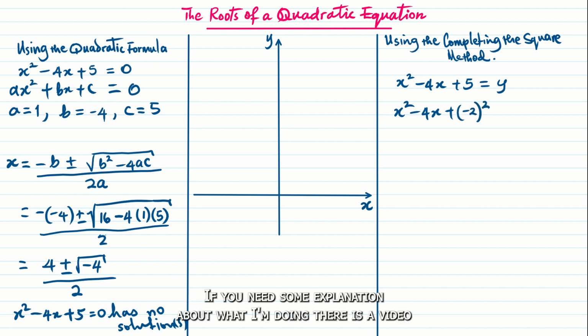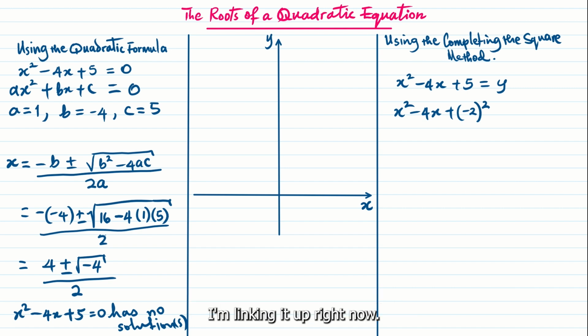If you need some explanation about what I'm doing, there is a video that has more explanation and more examples on it. I'm linking it up right now. You want to check that out. So x squared minus 4x plus that, then I want to subtract 4 so that this cancels out essentially. And then we have this, okay? Then plus 5 equal to y.